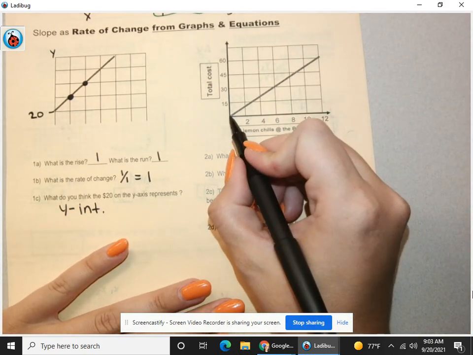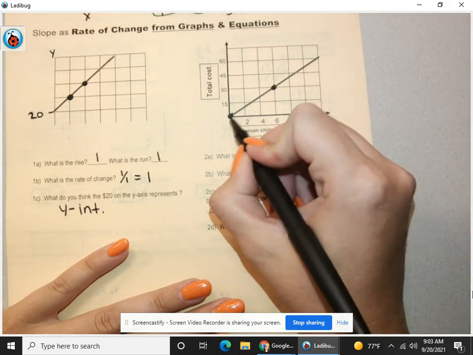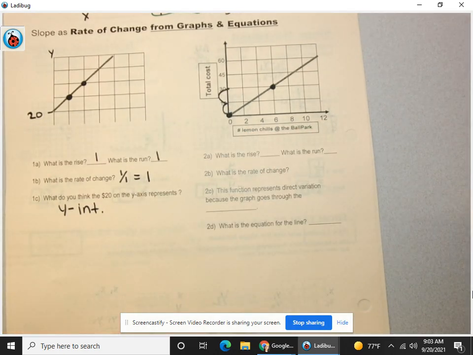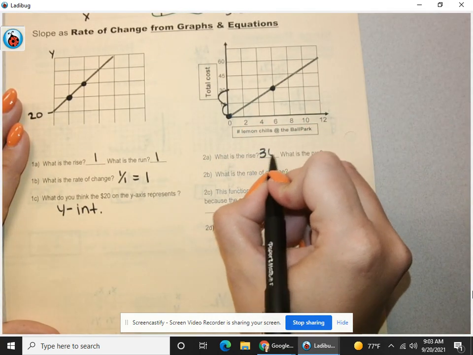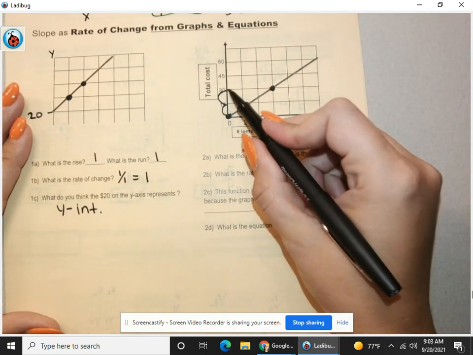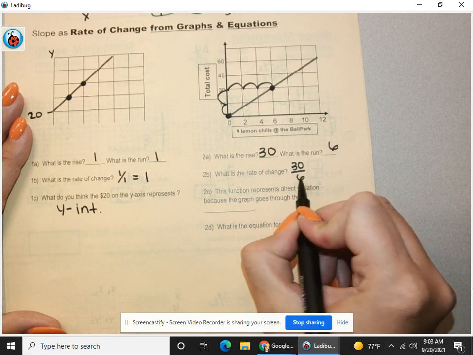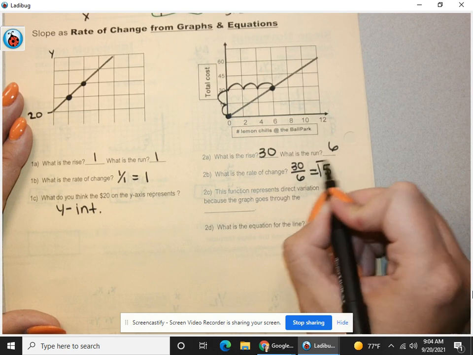So I find 2 points. I've got a point here and maybe a point up here. So what's my rise? Look at that again. It's 30. Pay attention to your x and y axis, what they're worth. Each of these lines is really 15, so my rise is 30. What's my run? 6. So my rate of change would be 30 over 6, which gets me 5.